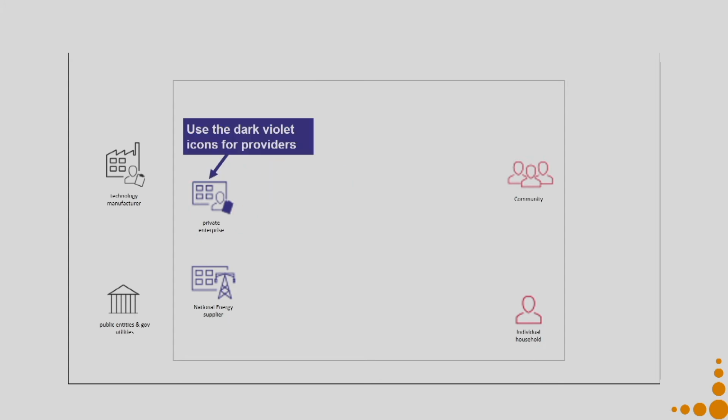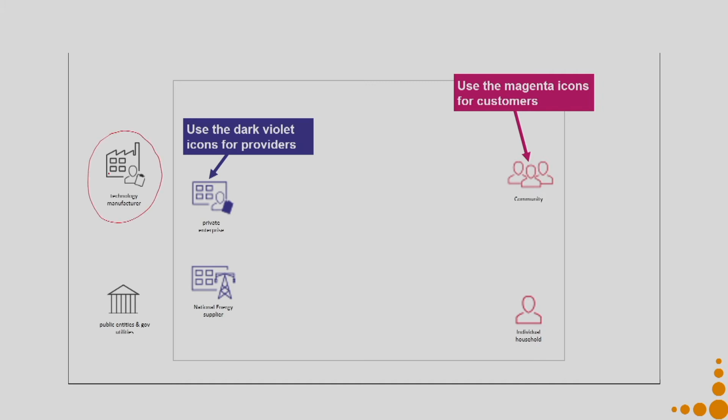We use dark violet icons for the provider side and we use magenta icons for the customer side, in order to visually see very clearly the difference between who is the provider and who is the customer. Here you can see, because these are secondary stakeholders, they are all black in color. They are neither violet nor magenta. They are not the providers, they are not the consumers. They are the secondary stakeholders who bring in the system requirements.